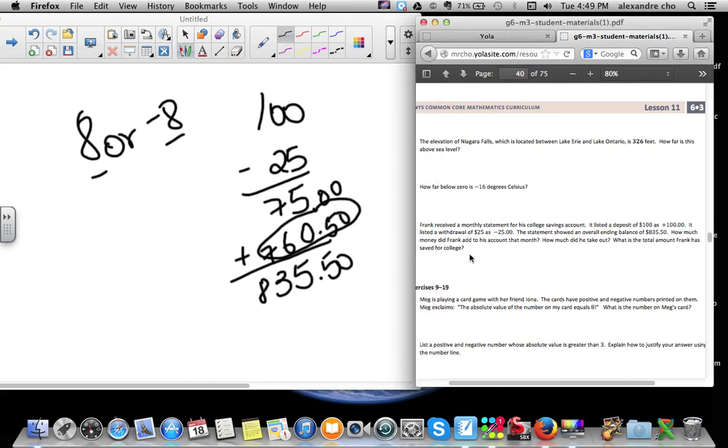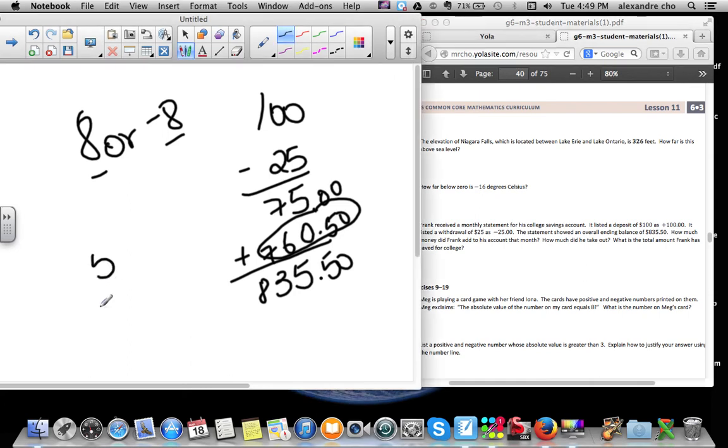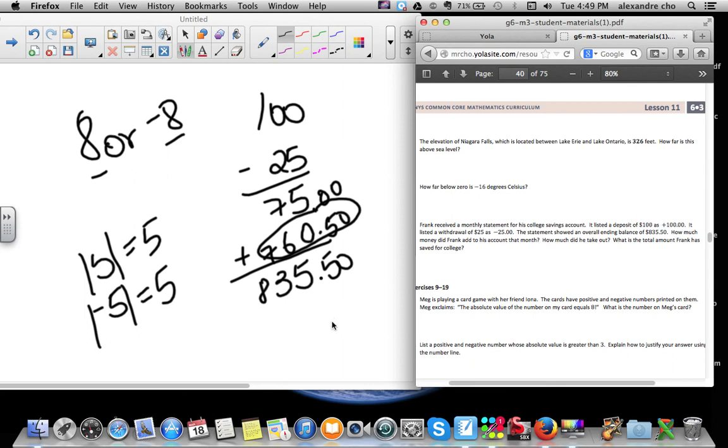List a positive and negative number whose absolute value is greater than 3. Well, let's see. 5 and negative 5. The absolute value of 5 is 5. The absolute value of negative 5 is also 5. Are they both greater than 3? Yes. Explain how to justify your answer using the number line.